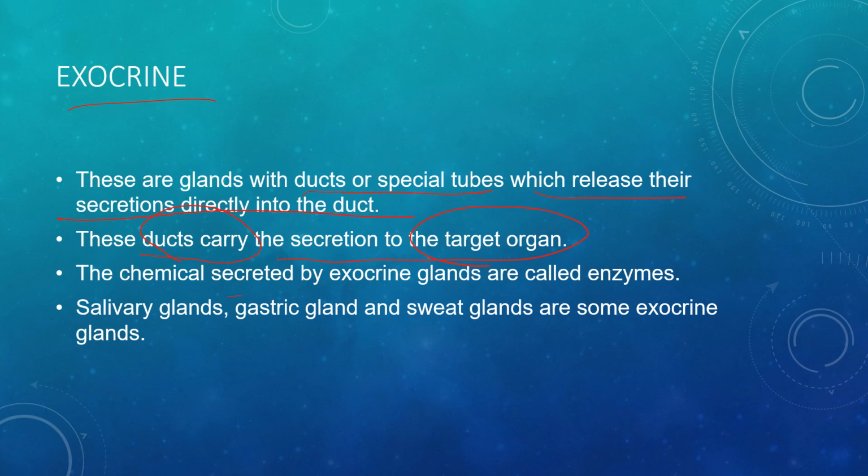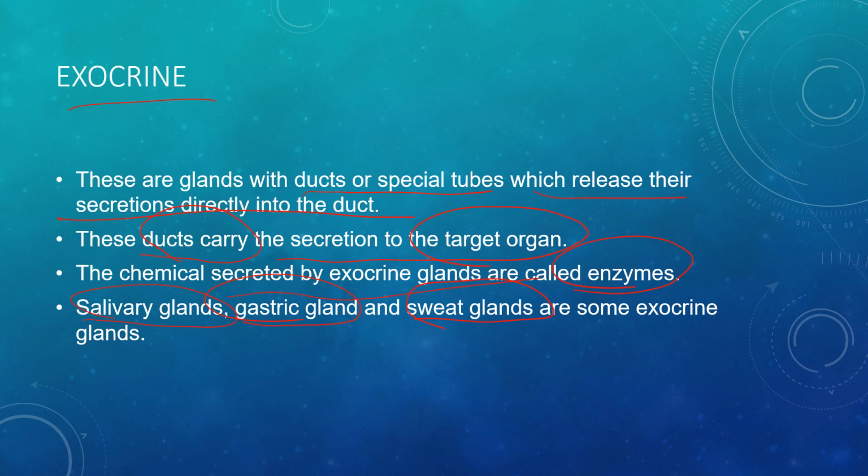Now the chemicals secreted by the exocrine glands are called enzymes. The chemicals secreted by the endocrine glands were called hormones, and these are called enzymes. Now what are the exocrine glands? The endocrine glands we have already told you in the previous slide. The exocrine glands are salivary glands, gastric glands, and the sweat glands. Here we have not discussed all, we have told about a few: salivary glands, gastric glands, and sweat glands.